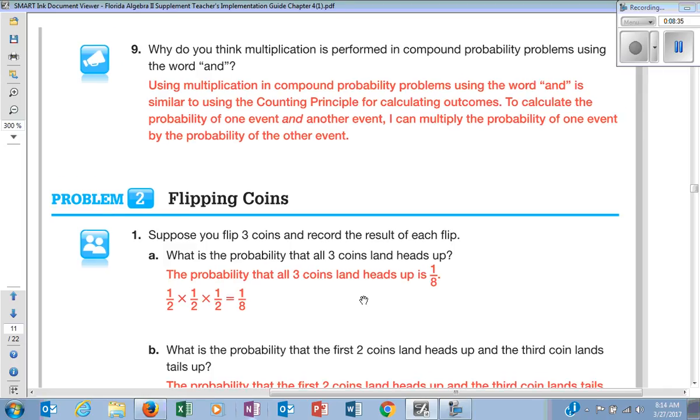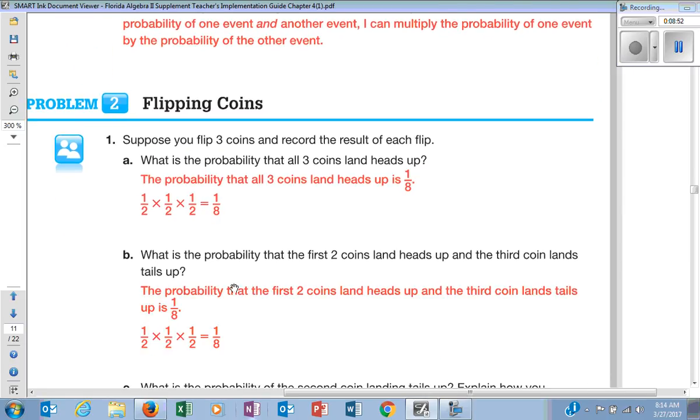Alright, what's the probability that the first 2 coins land heads up and the third coin lands tails up? What's the probability of the first event happening? Half. What's the probability of the second event happening? Half. What's the probability of the third one happening? Half. So the probability of that happening is still 1/8. With me on this?